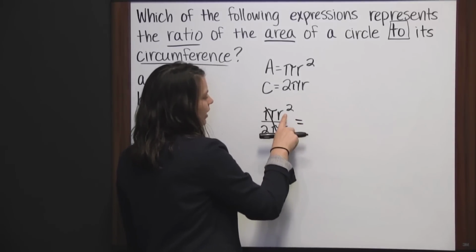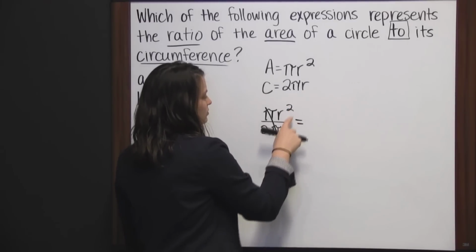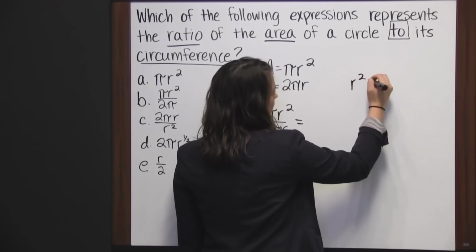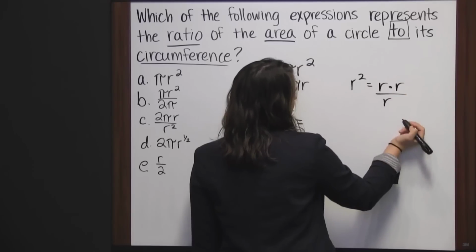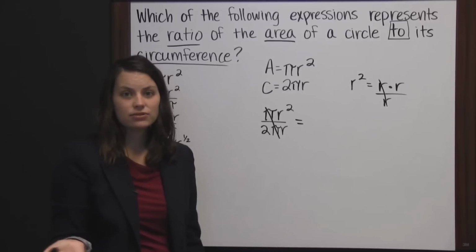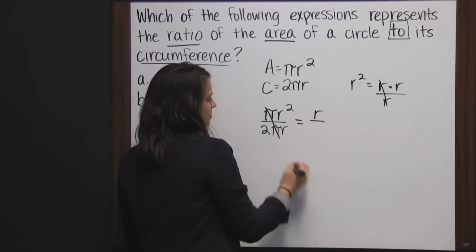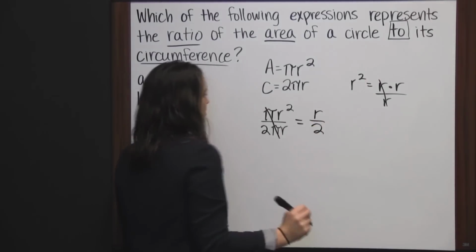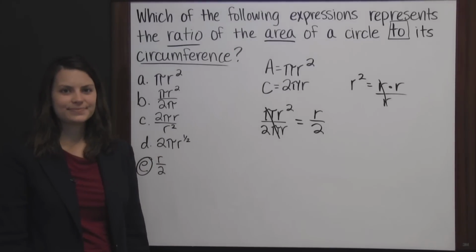And then I can simplify r squared divided by r. When you divide, you subtract the exponents. Or another way to think about it is r squared is r times r. And I'm dividing that by r. So again, you have something divided by itself is 1, or it cancels. So I'm left with just r in the numerator divided by 2 in the denominator, since those r's canceled. So we just have r divided by 2, which is answer E.